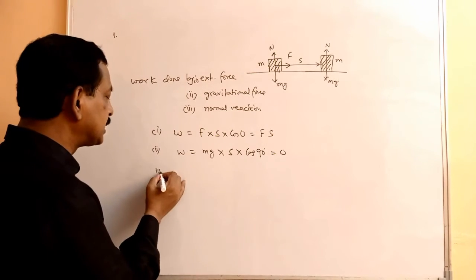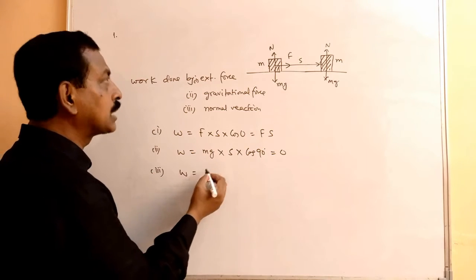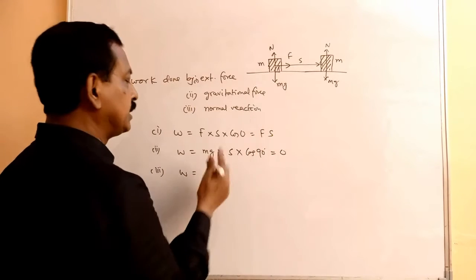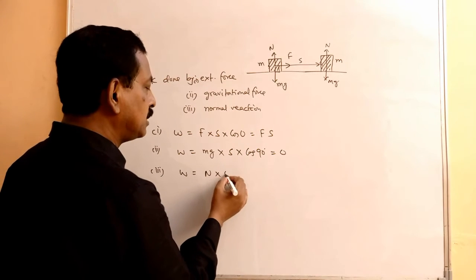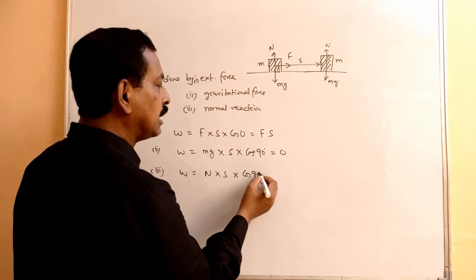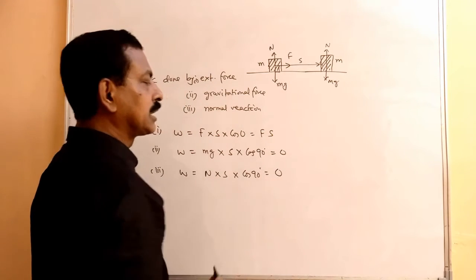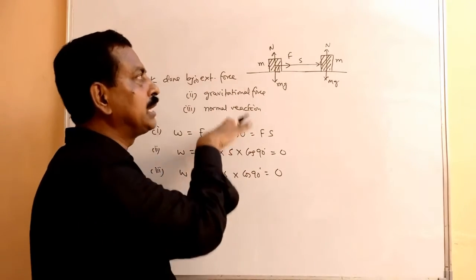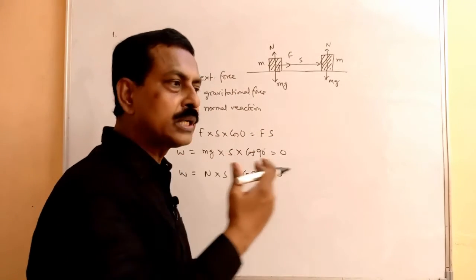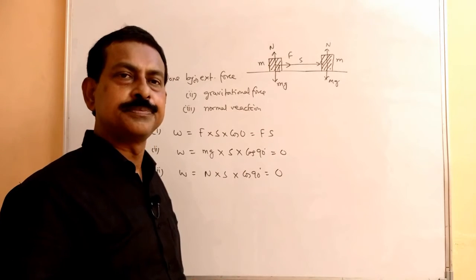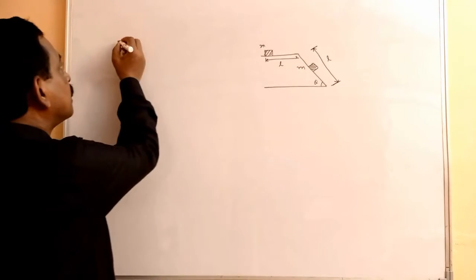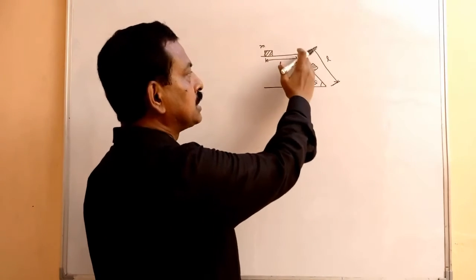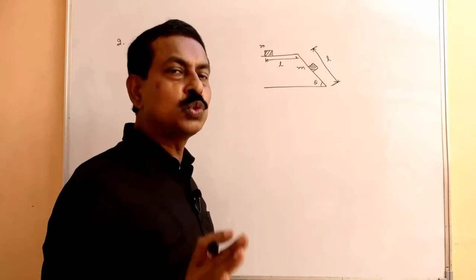You take the third case, work done by this normal reaction. This you have to find. So in that case, it is N into S into cos 90 again. So this is again 0. So this is how you can get the work done by different forces when the body is moved through some distance. Let's take another case. This is, suppose, the second one. There is a horizontal surface and this is the inclined one. This is a smooth surface there.